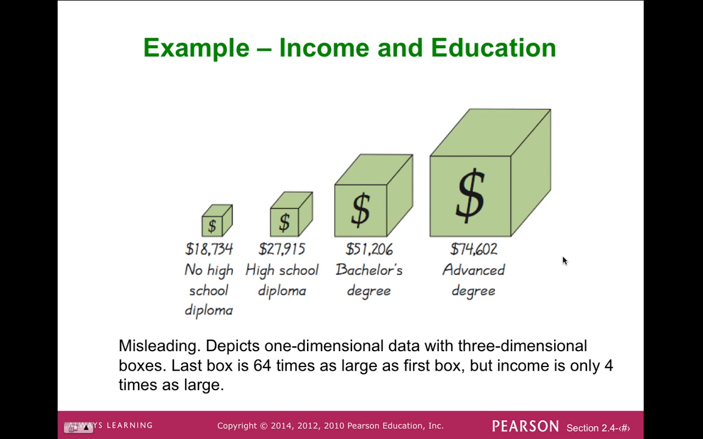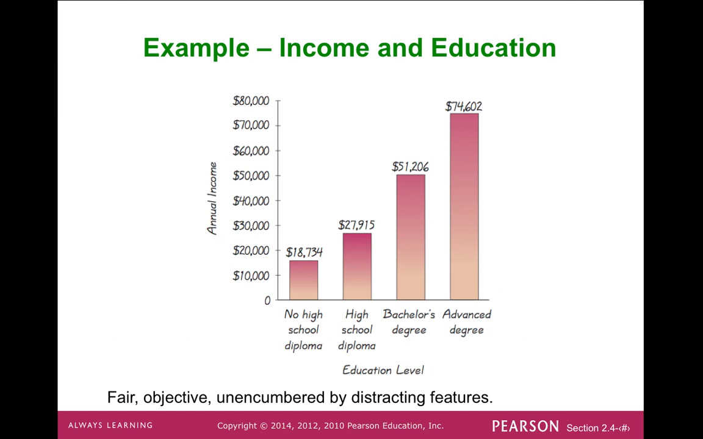And that's the reason that pictographs are really not the best way to represent data, and certainly in a professional setting, not one that you see frequently. This would be an example of the way you'd want to represent income and education. You'd want to use a bar graph, like we've seen earlier, where you have the different categories, no high school diploma to advanced degree, annual income on your vertical axis, and each one plotted in a bar chart. This is fair, it's objective, and it doesn't have all kinds of distractions meant to potentially mislead people.